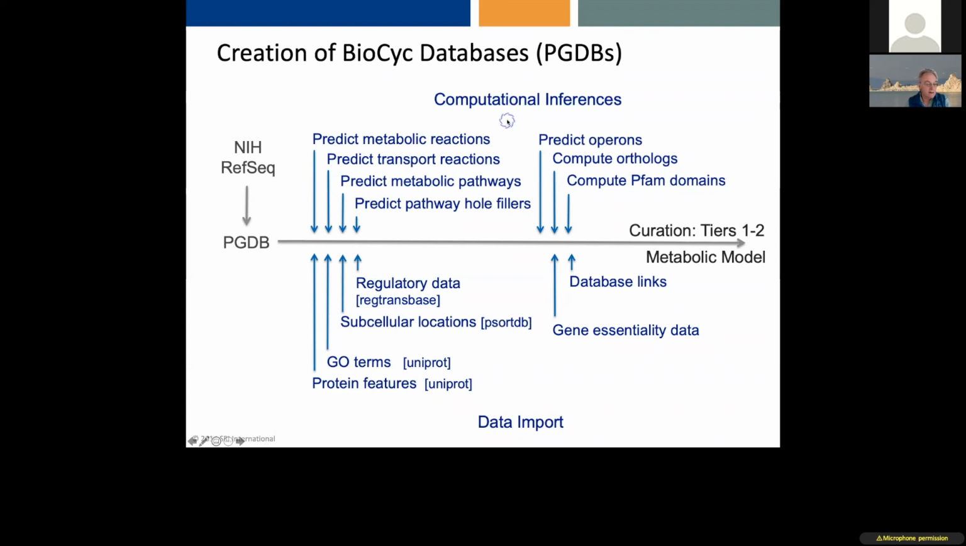We also run various computer programs that perform computational inferences, including prediction of metabolic reactions, transport reactions, prediction of metabolic pathways. We also predict operons. We have a new predictor for protein complexes that will be available shortly. And we compute orthologs among all proteins in BioPSYC, and we compute PFAM domains. So all of this is done automatically. Then for some of our databases, we'll perform additional manual curation to improve the databases further. Those are the tier 1 and tier 2 databases.